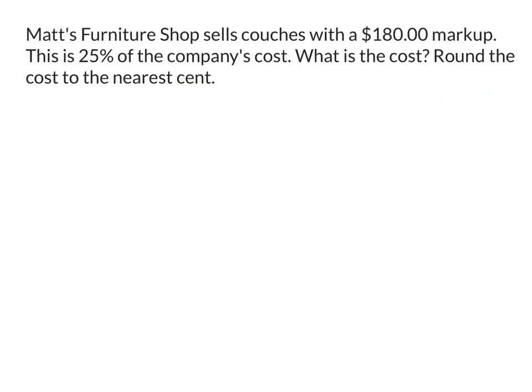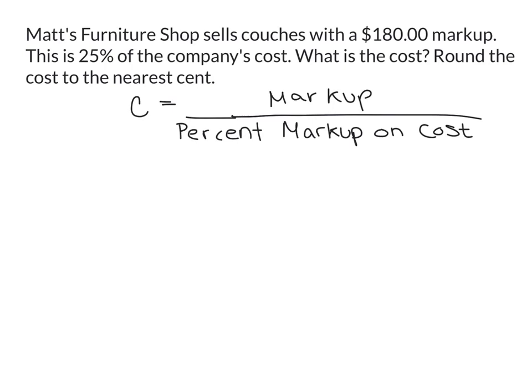Matt's Furniture Shop sells couches with a $180 markup. This is 25% of the company's cost. What is the cost? Round the cost to the nearest cent. The cost is found by taking the markup and dividing by the percent markup on cost. The problem tells us that the markup is $180 and that the percent markup on cost is 25%. So we'll substitute those values into the formula to solve for cost.